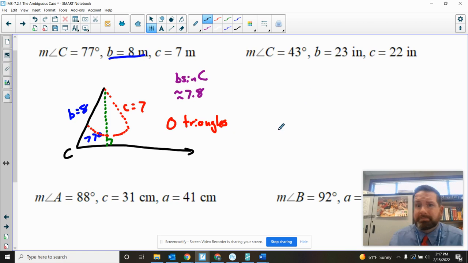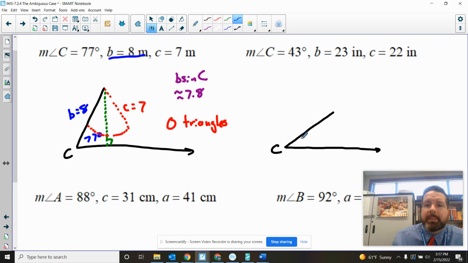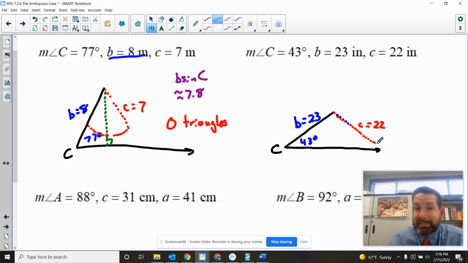Let's go again. Once again, a ray here. 43 degrees is pretty close to 45 degrees. This is my angle C, 43 degrees. This side I'm going to call B, 23 inches. And then a 22-inch side, I want you to make it red to be consistent. It's 23, 22 is going to be pretty much the same length. Those are not that different. And so already, it looks like we're going to get at least one triangle. Let's now do our official check.